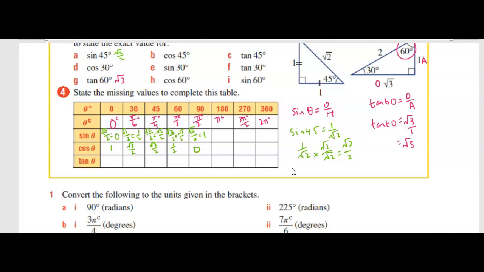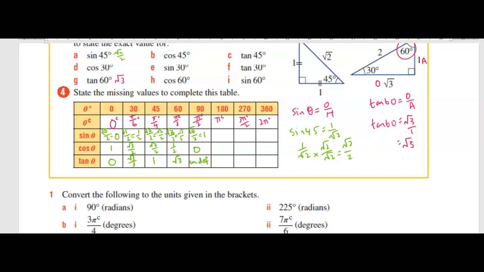Now, tan theta, it's a bit easier when it's written this way than before because we can easily see sine on cos. So 0 on 1 is 0. A half on root 3 on 2 is root 3 on 3. Then we've got root 2 on 2 on root 2 on 2, which is 1. Then it's going to be root 3. And 1 on 0 is undefined.